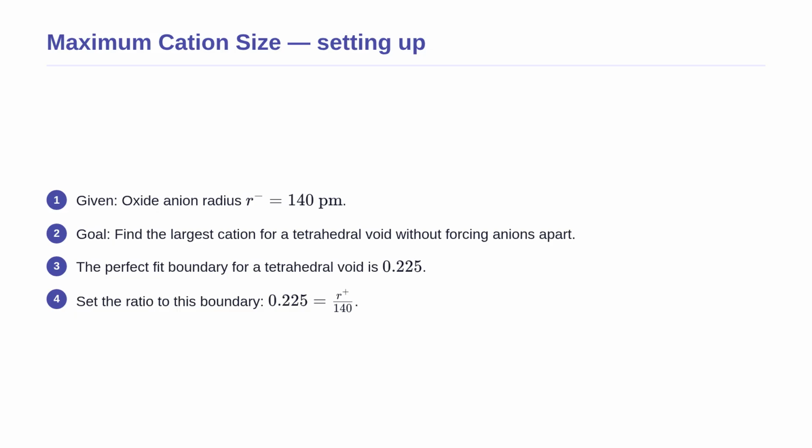To solve this, we must remember the boundaries for a tetrahedral void. The perfect fit is the lower limit of 0.225. We set our ratio to this exact boundary and substitute the given anion radius of 140 picometers into the denominator.